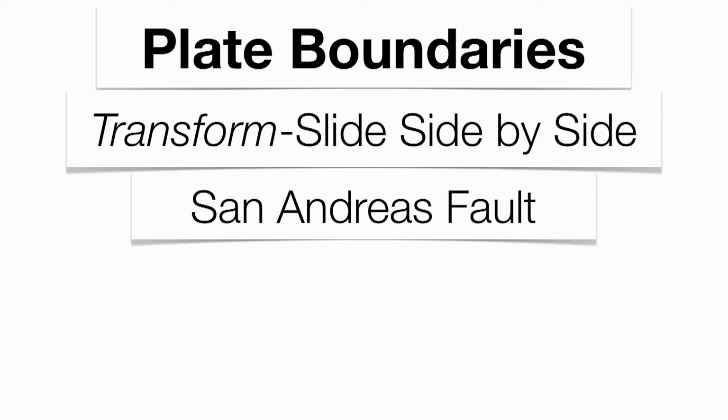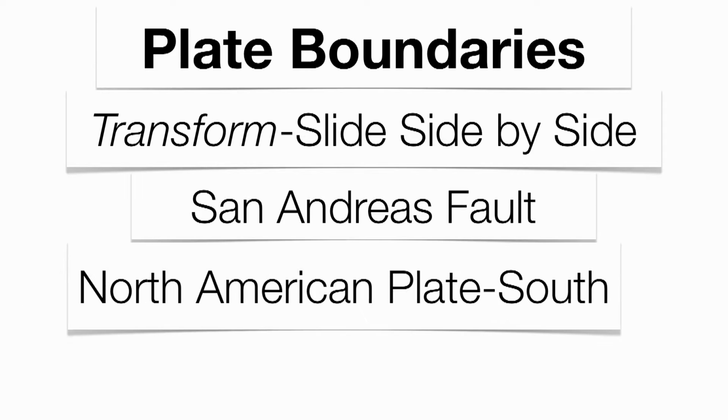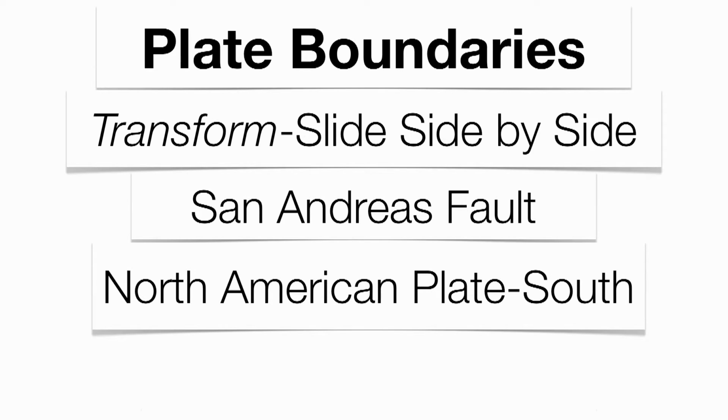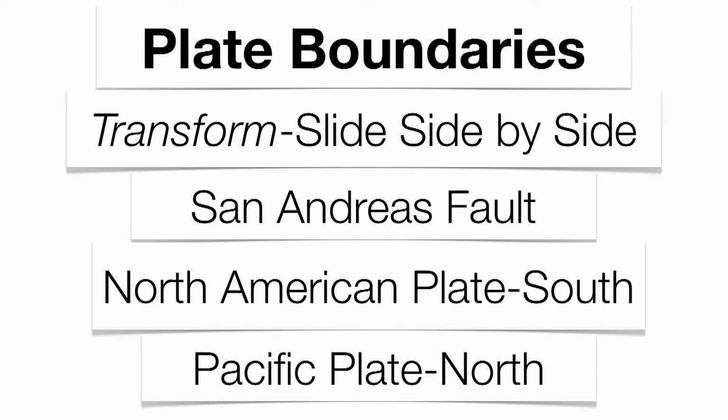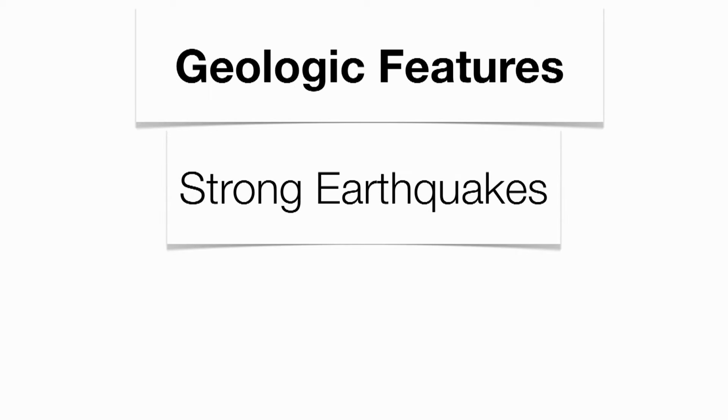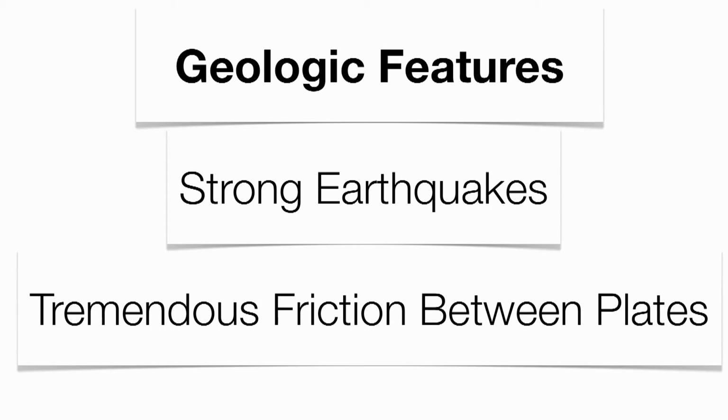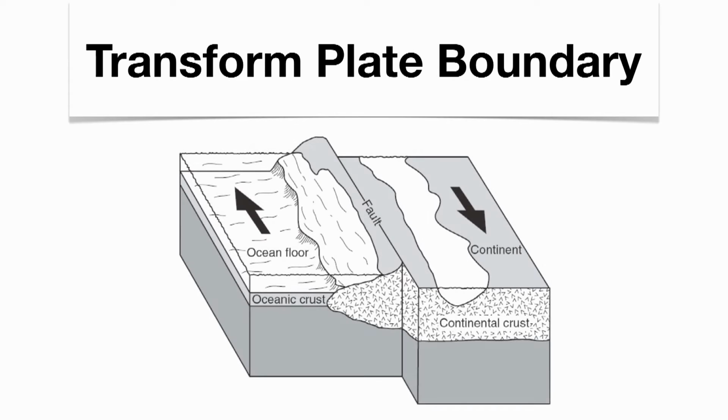Your San Andreas Fault is going to be the boundary between the North American plate traveling south and the Pacific plate traveling north. Now, you tend to get extremely strong earthquakes at this type of plate boundary because you have tremendous friction between the two plates grinding against each other, traveling in opposite directions. So your convection cells are going to cause one plate to travel north and the other plate to travel south in this case, with San Andreas Fault right in the middle.